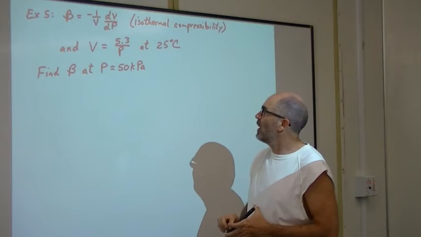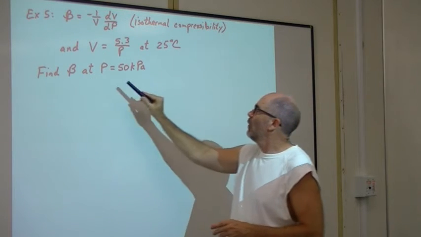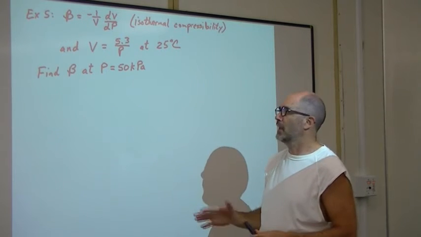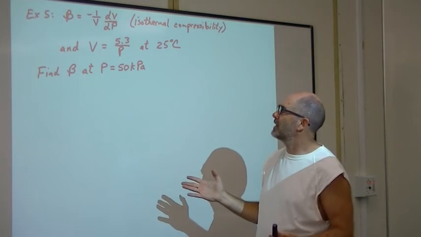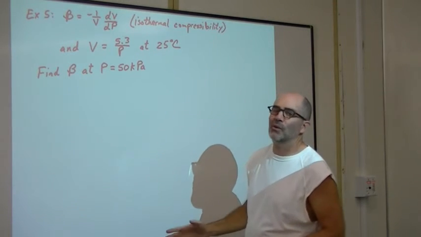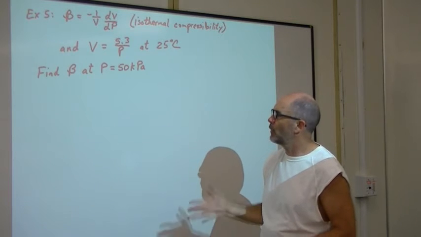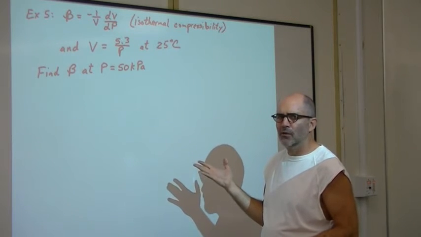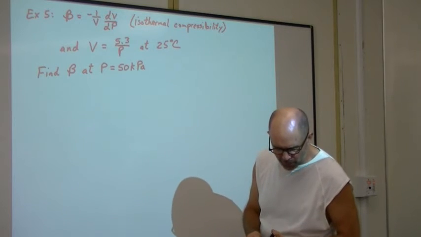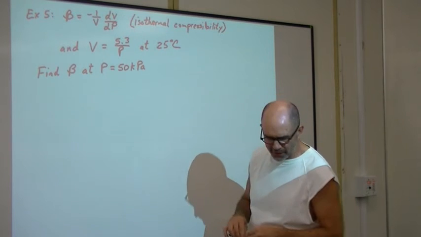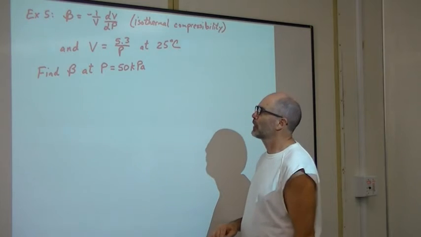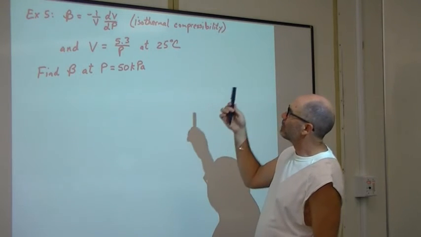So, what we want is beta when the pressure is 50 kilopascals. Once again, this gas is in France because we don't even use kilopascals in this country. What do we measure pressure in this country? Right, good old pounds per square inch. Okay, so we're actually using kilopascals.